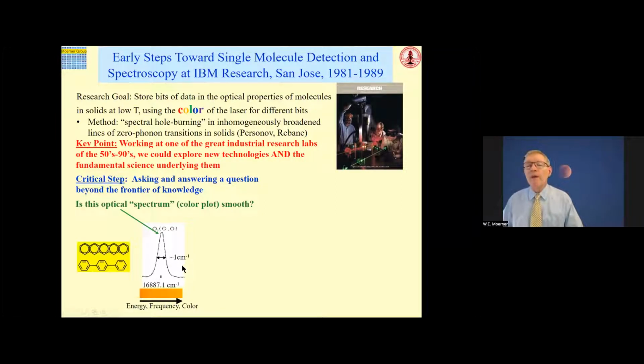It looks narrow. But the question was, is this smooth? Is this spectrum totally smooth? If you imagine spreading it out at a much, much higher spectral resolution, frequency resolution, and looking right at the peak, spread out so much that it looks horizontal, what do you see? No one had answered this question at that time.